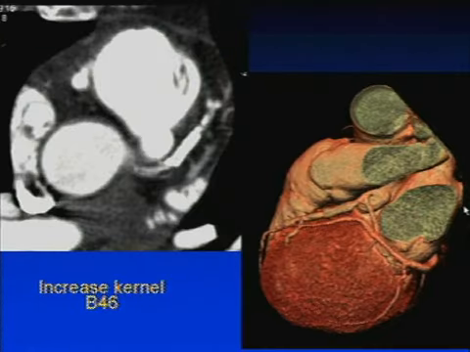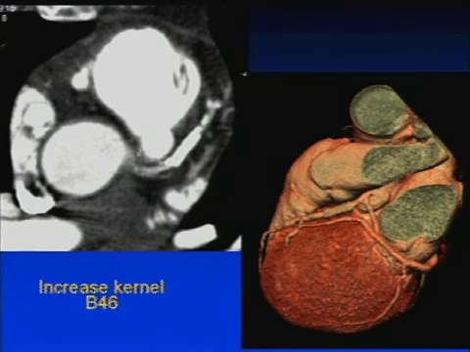CT angiography has been a little controversial in terms of stent imaging. The small stents we really do have a problem with. It seems that we do better with the bigger stents, and it does vary depending on the type of stent and the position of the stent. It does help when you increase your reconstruction kernel to a sharper kernel, to a B46 kernel.